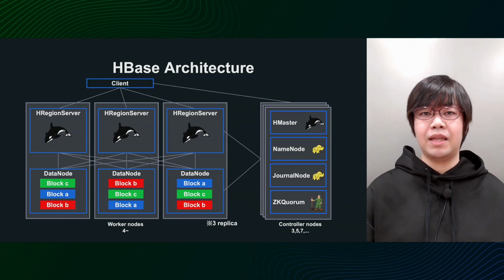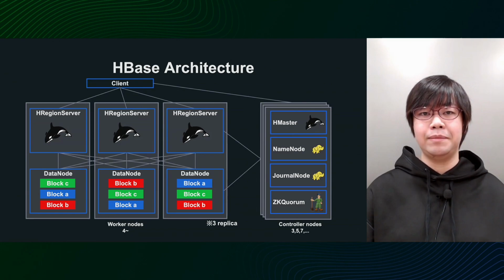We use 3 as the replication factor, meaning that the same block is stored on 3 data nodes. The name node manages which blocks comprise the file and which worker node or data node each block is stored on.